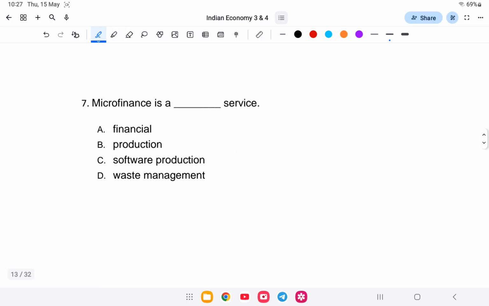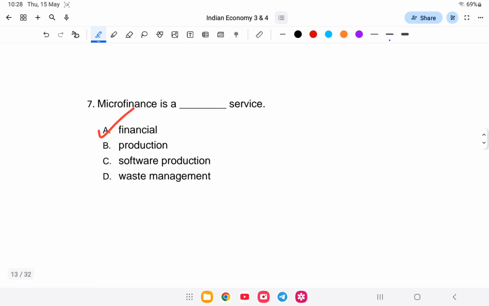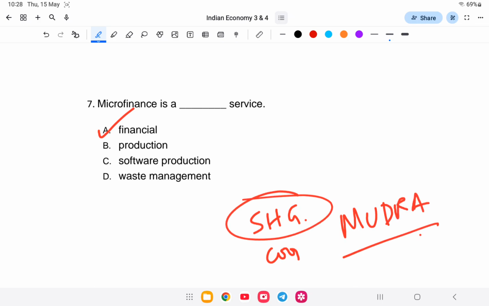Next question. Microfinance is a what service? Is it financial production, software production, or waste management? Microfinance is a financial service. For example, lenders, self-help groups, and cooperative banks are all microfinance. Mudra and such institutions are microfinance institutions that give small loans of 5-6 lakhs, 10 lakhs for business owners and entrepreneurs. It is microfinance.